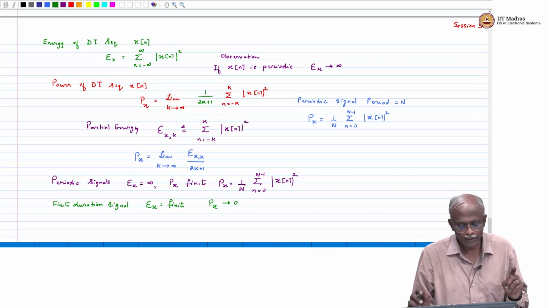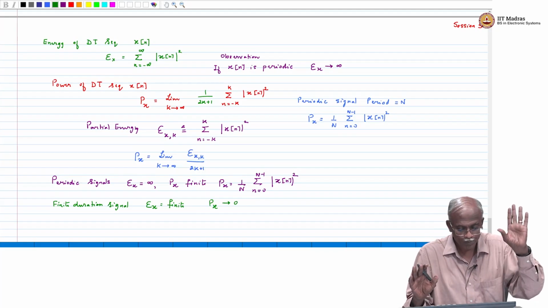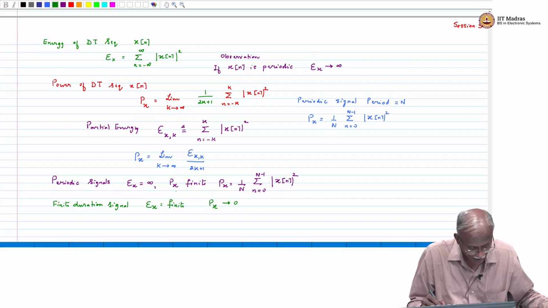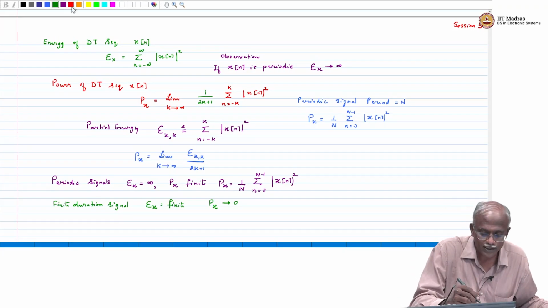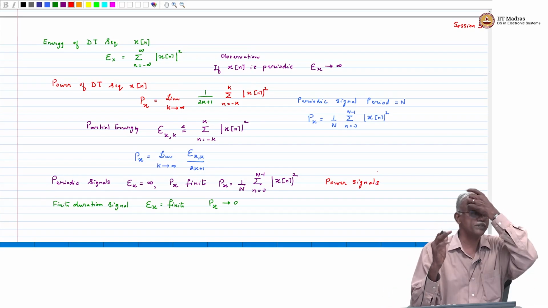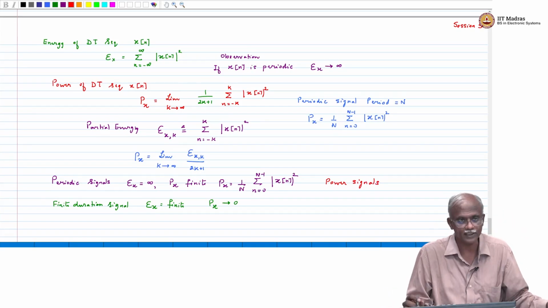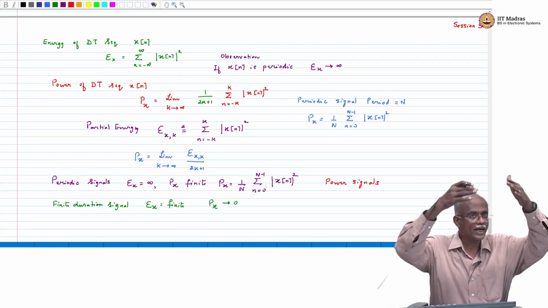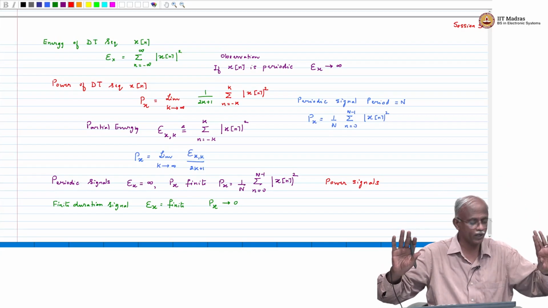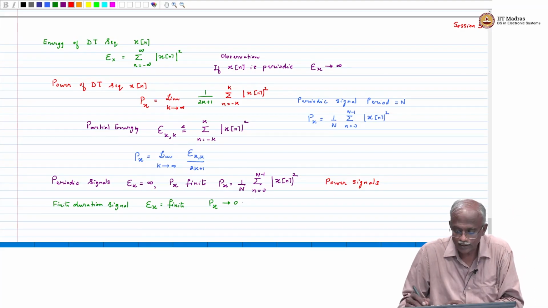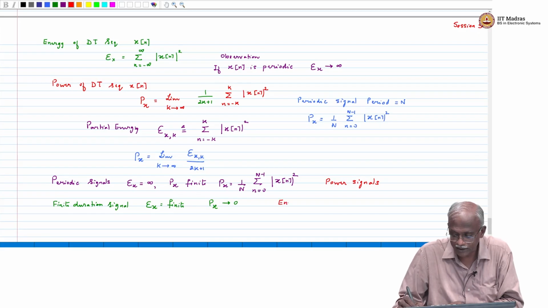So, here are the two categories of signals. One is periodic signals. Their energy is infinity, so the energy is really not useful for us. We have only the power which is useful. This is the class of signals that we call power signals. For these signals, we calculate the power, and that gives us a meaningful metric to understand the signal. On the other hand, if I have a finite duration signal or a signal that is decaying and not periodic, then the energy will be finite and the power will be 0. This category of signals is called energy signals.